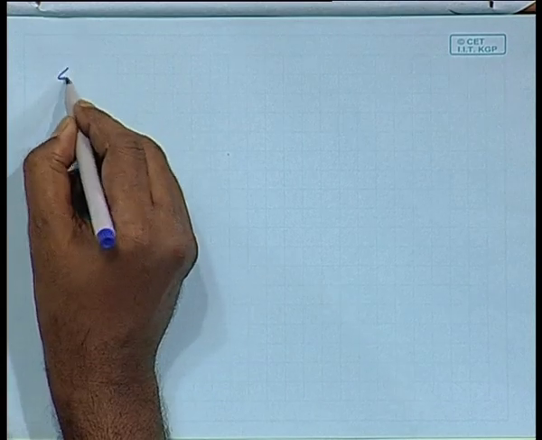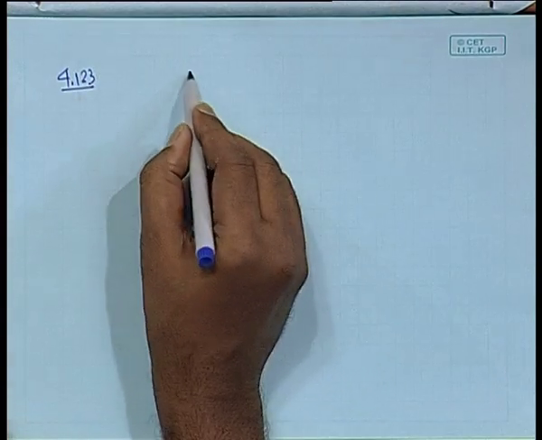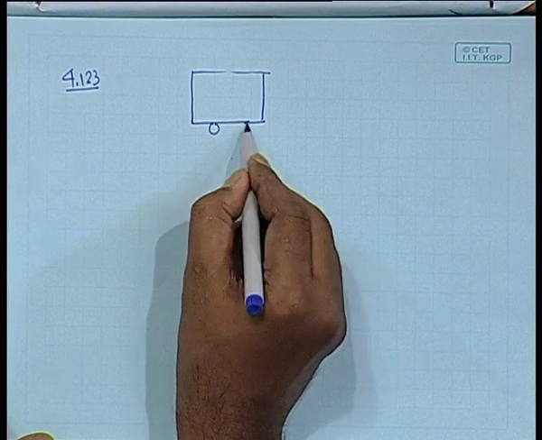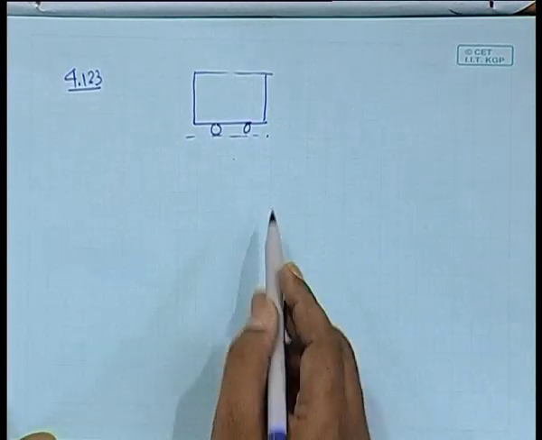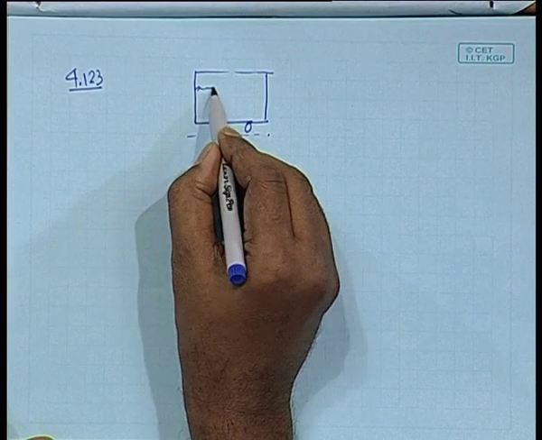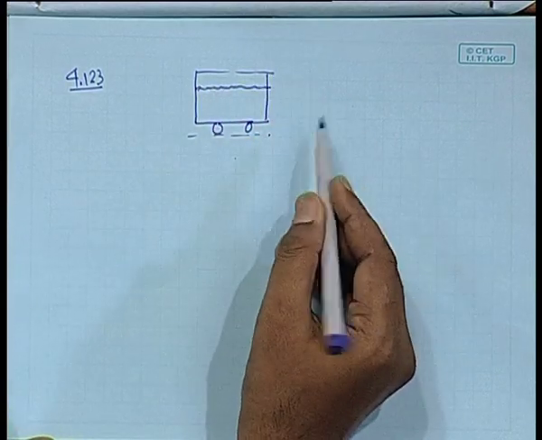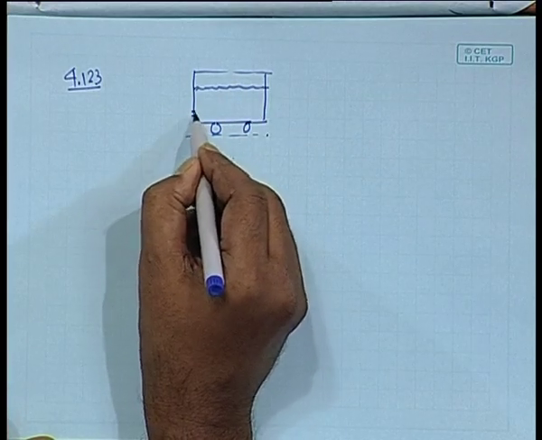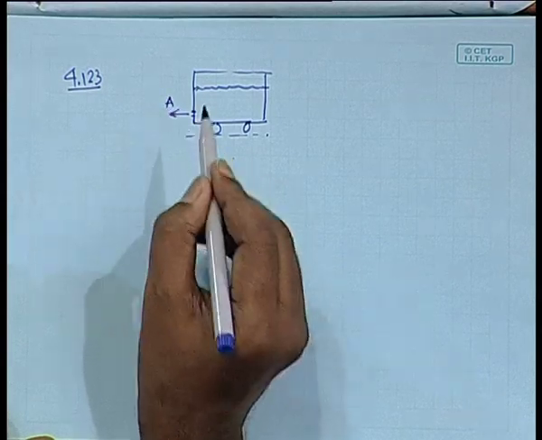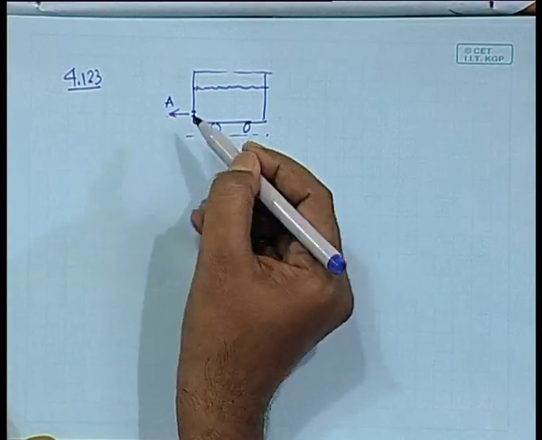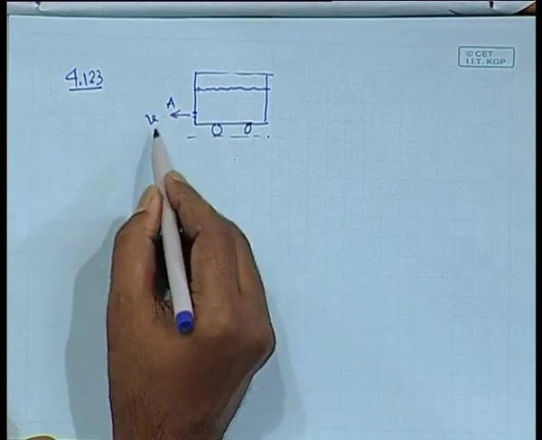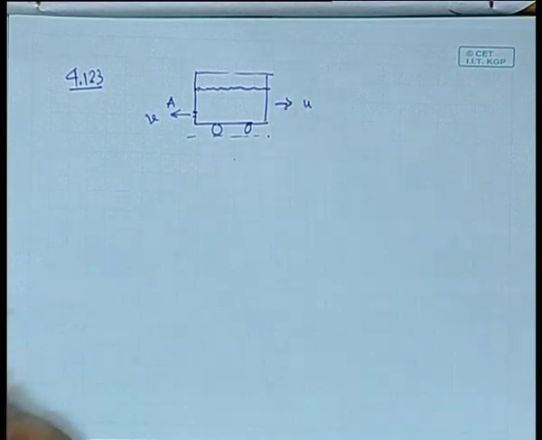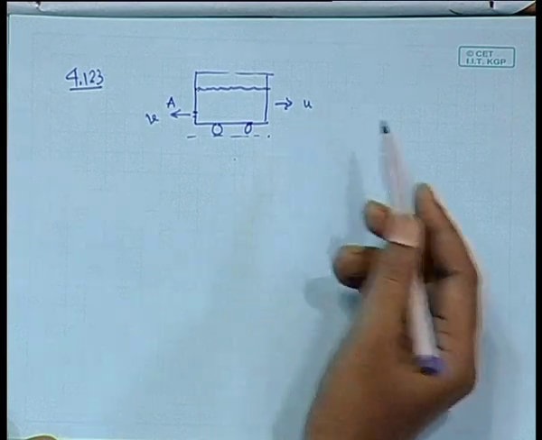The next one is problem 123. You have a tank, there are two wheels, it moves frictionless on the surface and there is a water level in it. At the bottom point there is a nozzle of area A, by which the water jet is issuing out with a velocity v relative to this cart. As a result this moves in the positive x direction, let us say towards right, with a velocity u at any point of time.